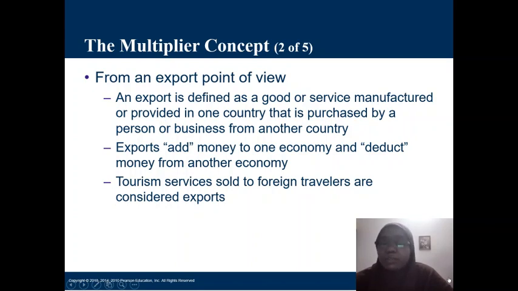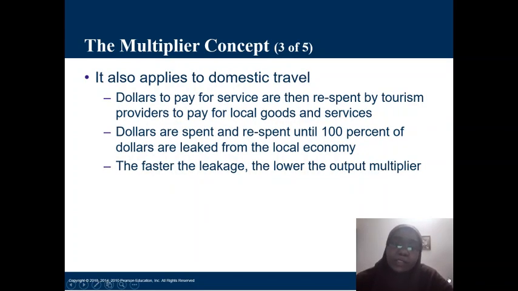Exports actually add money to one economy and deduct money from another economy. So when you are exporting, it adds to your economy because you will be getting money back in exchange for the good or the service that you are offering. Tourism services sold to foreign travelers are considered exports as well, because those people you are rendering services to are from other parts of the world. It also applies to domestic travel. The multiplier concept applies to domestic travel, not only international travel.